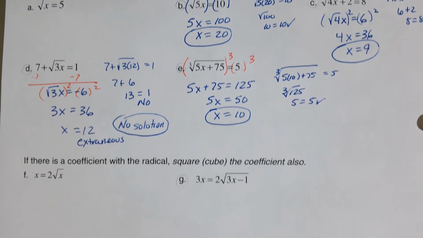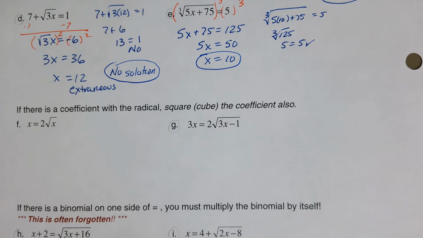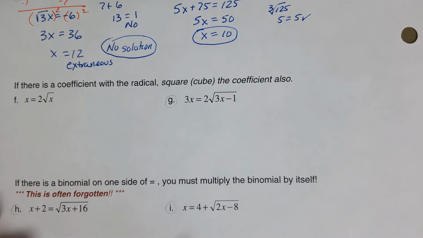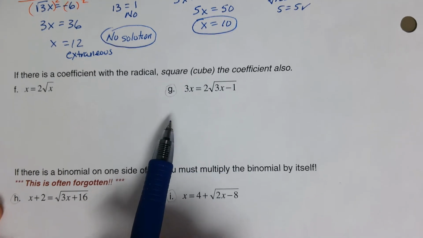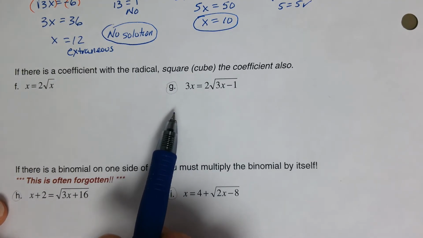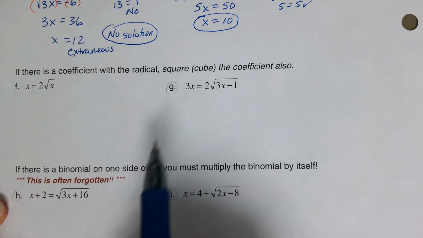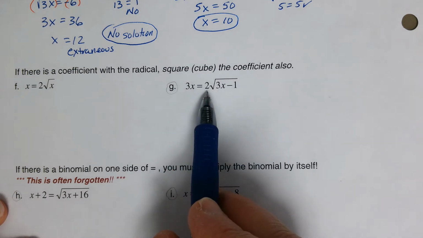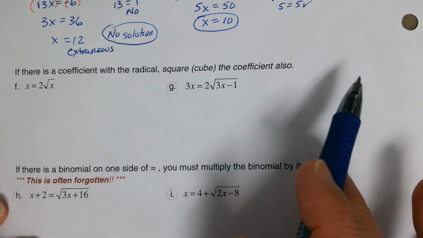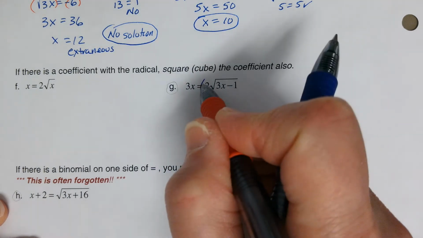If there's a coefficient with the radical, square or cube the coefficient also. Looking at G, we have 3x equals 2 times the square root of 3x minus 1. So in this case, leave the coefficient 2 with the square root where it is, and square both sides.